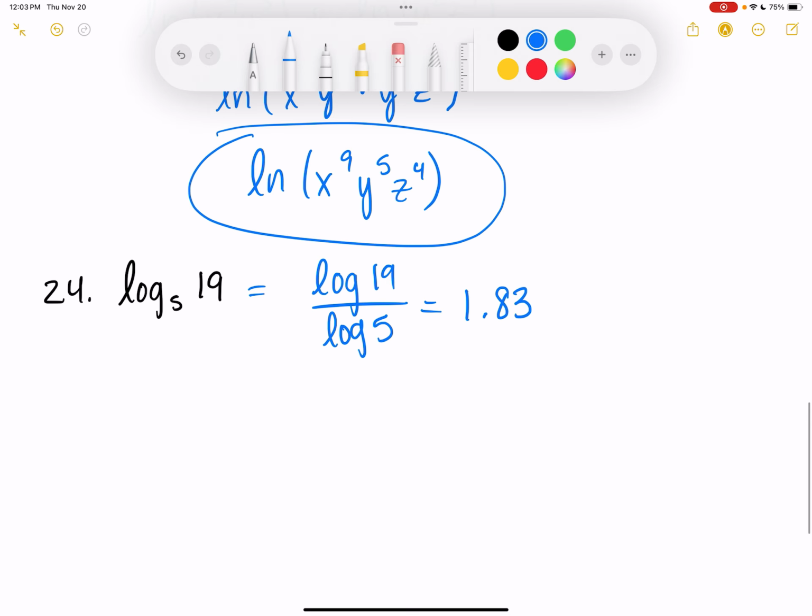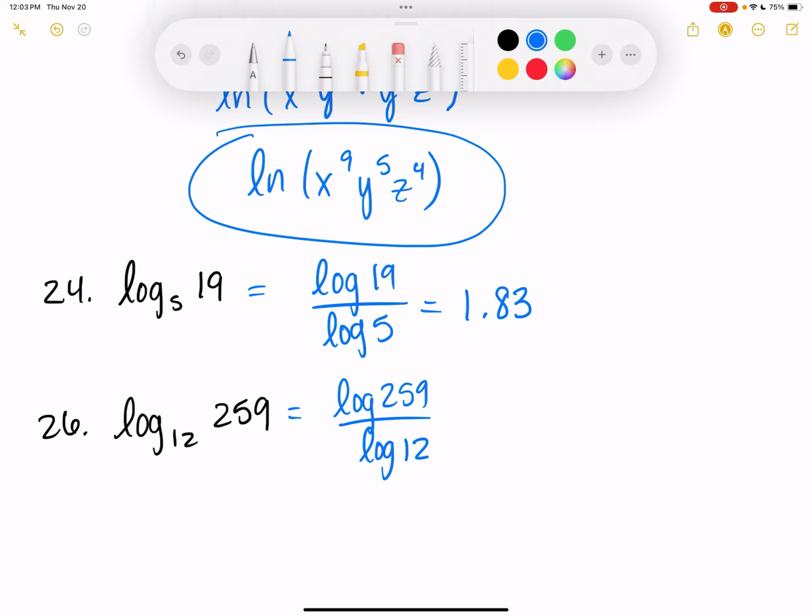All right, 26. Log base 12 of 259. So how would I write this using the change of base formula with a common log? Log 259 over log 12. Yep. And then you would just type that in and get your answer.